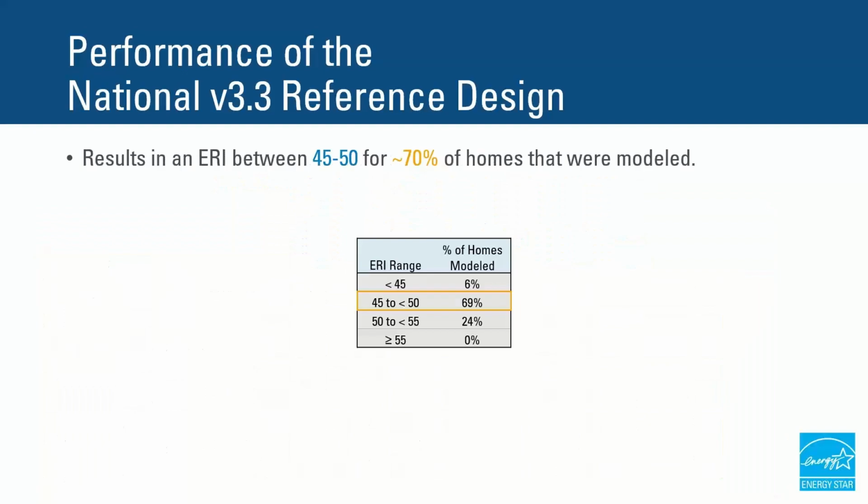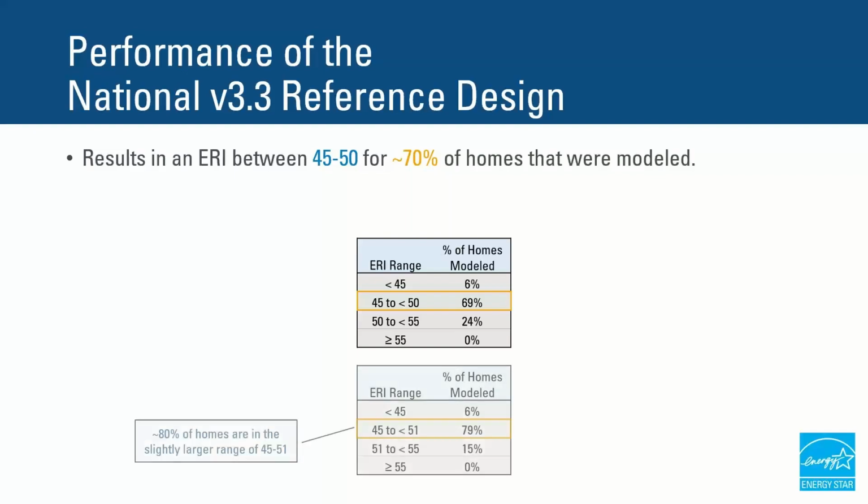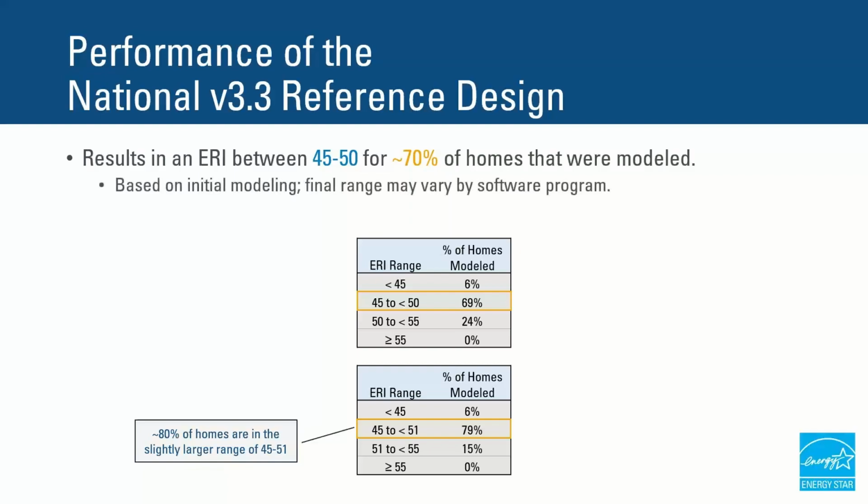And finally, we analyzed the ERI values resulting from this new proposed Energy Star reference design. Among the simulations completed, we found that the Energy Star ERI target was between 45 and 50 for about 70% of the homes, so the vast majority. And just for context, if you expand that by 1 point to 45 to 51, nearly 80% of homes fell within that range. Now, this is based on initial modeling, and the final range is going to vary depending on the software program.